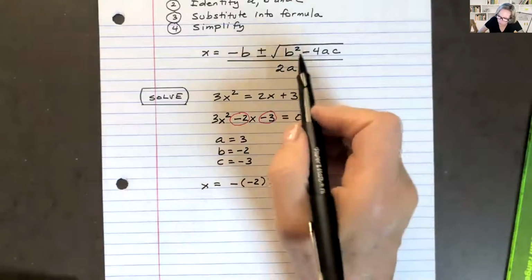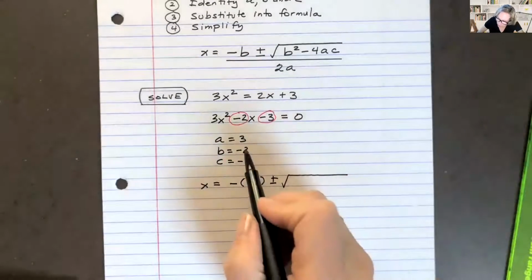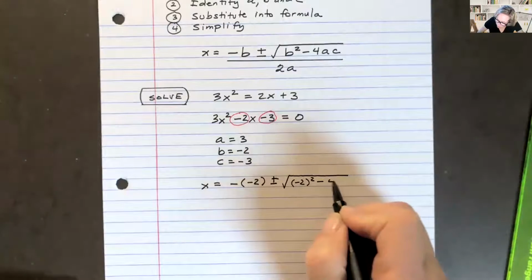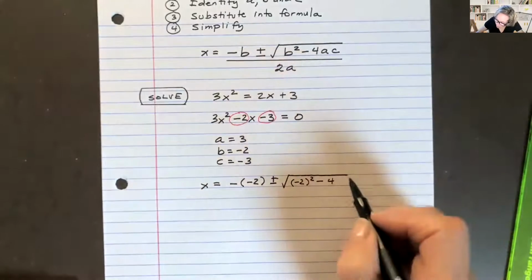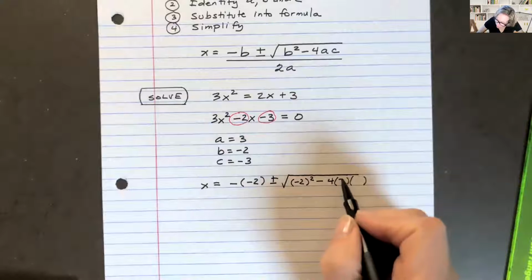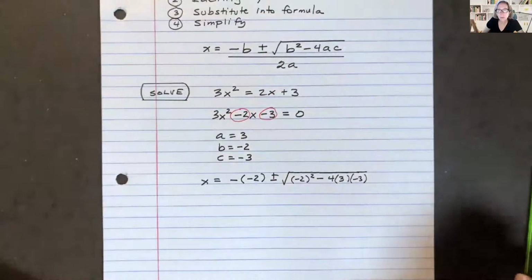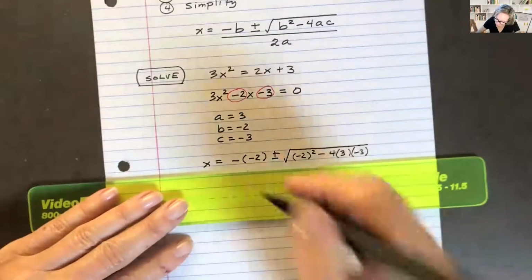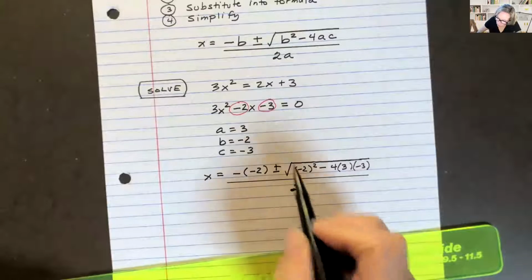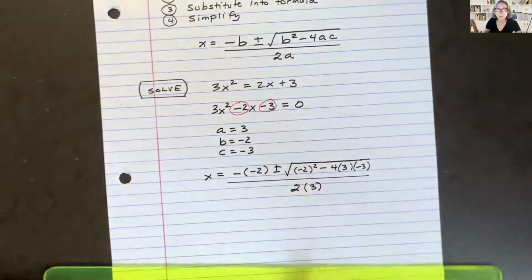plus or minus, I'm just following this, the square root of b squared. So this is negative 2, which is b squared, minus 4, just writing this out, and I'm going to leave parentheses for a times c. A is 3, and c is negative 3. So negatives are where people make the most mistakes with this. And this is all over, the entire right side is over 2 times a, and a is 3. Okay, and then we just simplify this down.